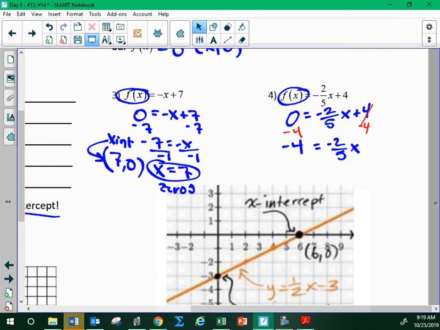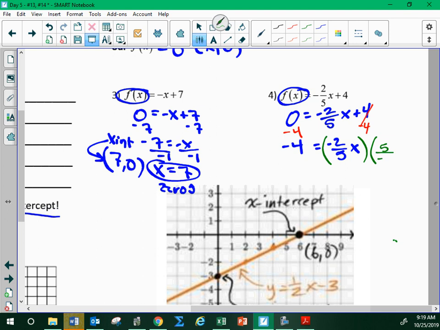Who remembers, how do I get rid of that fraction? What do I do? Good, I heard flip it. Who said that? Where'd that come from? Good. So we're going to multiply by the reciprocal, which means we flip it. So I have 5 over negative 2. Now I have to do this to both sides. You can use your calculators to help you out.